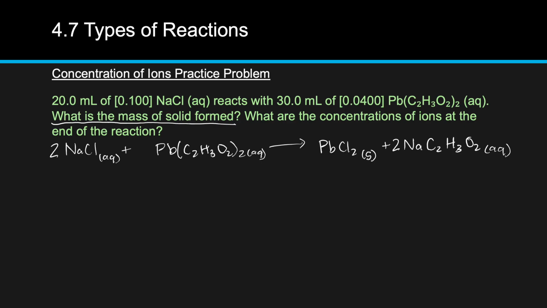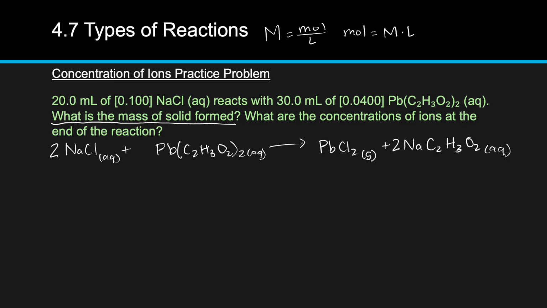So now that we have a balanced chemical equation, we can go ahead and solve for moles of NaCl and moles of our other reactant. And we can do that by using our molarity equation. We know molarity or concentration is equal to moles over liters. So if we want to get moles, we're just going to take our concentration and multiply it by liters. So first with sodium chloride, we have 0.1 molar, so 0.1 times 20 milliliters, which is 0.02 liters.